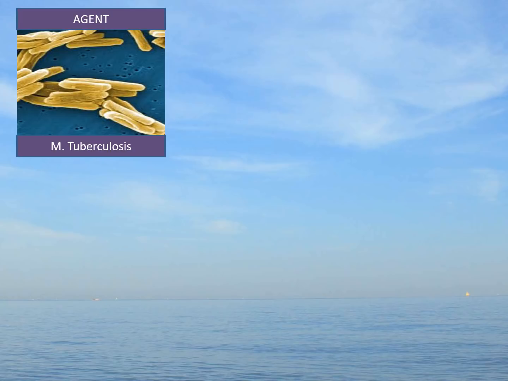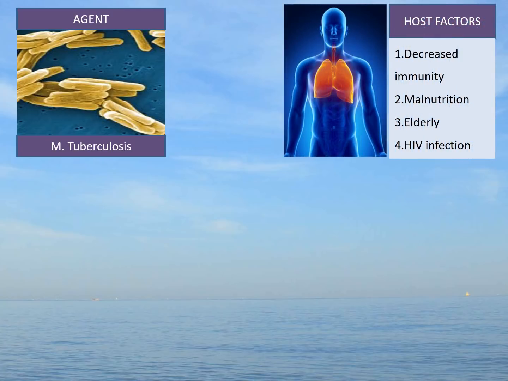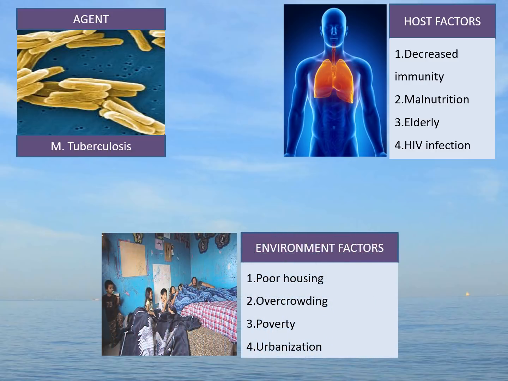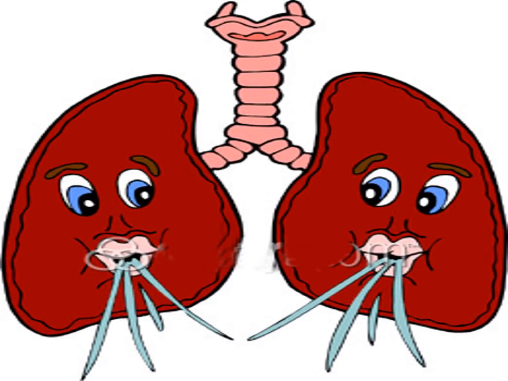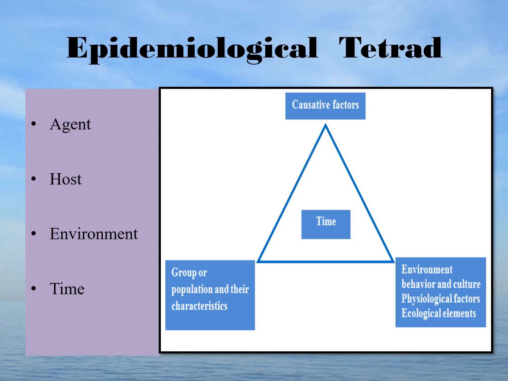So for example, in tuberculosis, it's Mycobacterium tuberculosis would meet your host. What would be susceptible to bacteria such as this would be decreased immunity, malnutrition, being elderly, and more recently, HIV infection. Environment factors. You want to avoid poor housing, overcrowding, poverty, and urbanization. When all of these three interplay and meet each other, then you get tuberculosis along with its other risk factors.